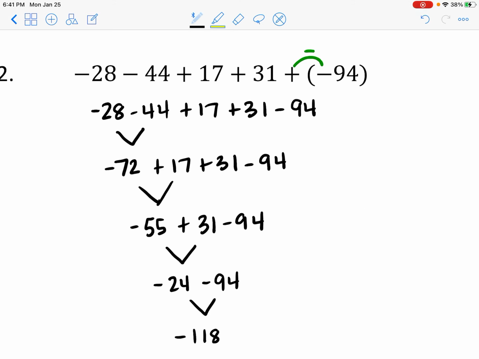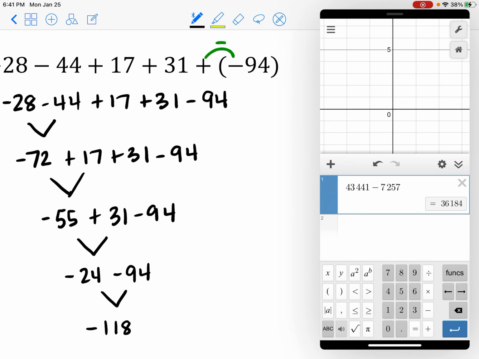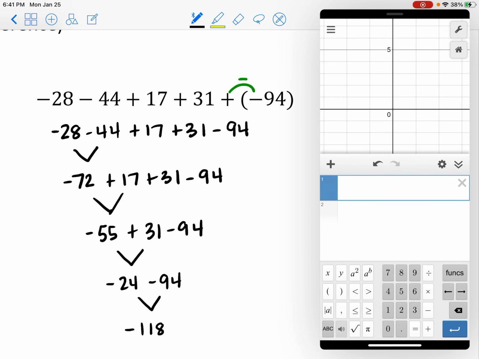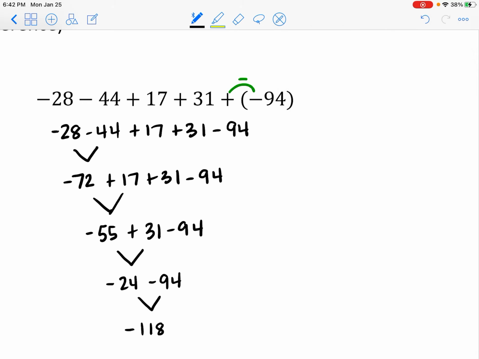All right, so that was a lot, and some of you may have been able to do that a little quicker than I could, but let's just confirm. If we put it all into the calculator as originally given, negative 28 minus 44 plus 17 plus 31, and then we're going to go plus just as they gave it to us so I can make sure I didn't screw anything up there. There it is, a negative 118. So the calculator will absolutely do that work for you.